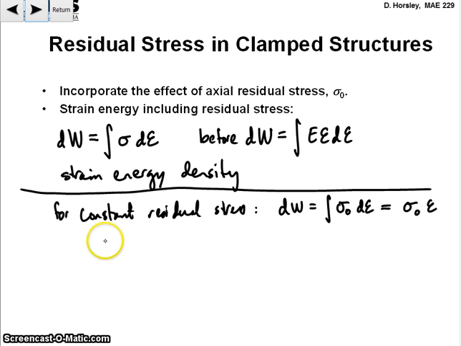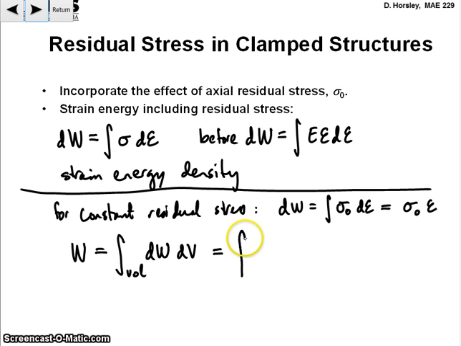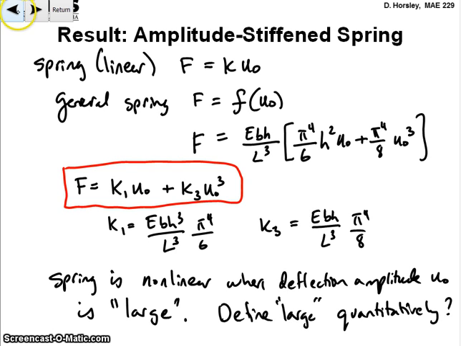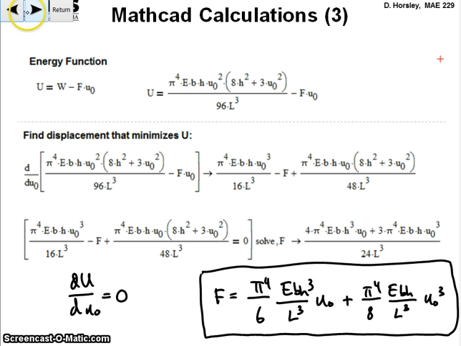And so what we need to do is find the total strain energy. Then it's the integral over the volume of the strain energy density. Okay, and so what we end up with is the integral over the volume of sigma naught times epsilon dV. Okay. Now, what stress do we use? Well, let's go back to our bending beam here.